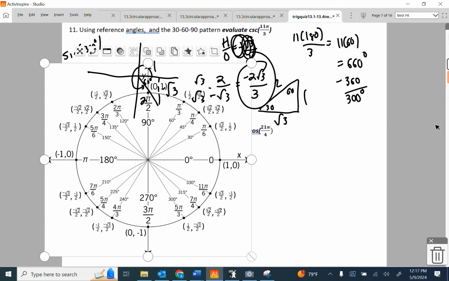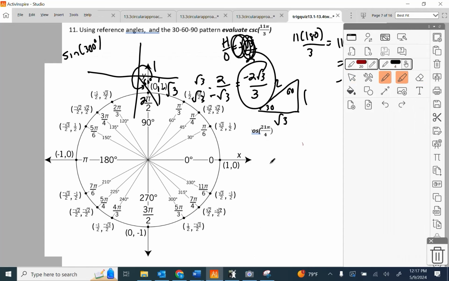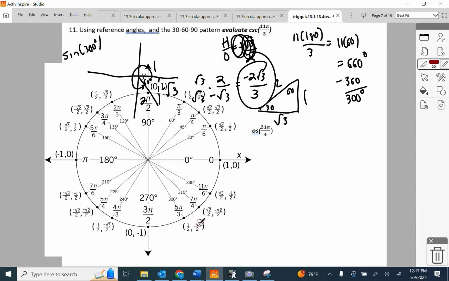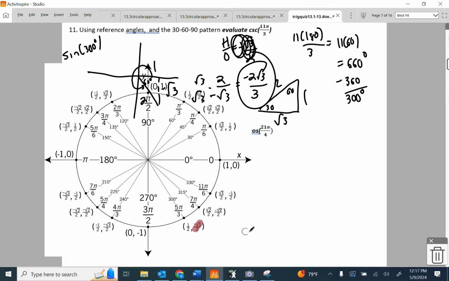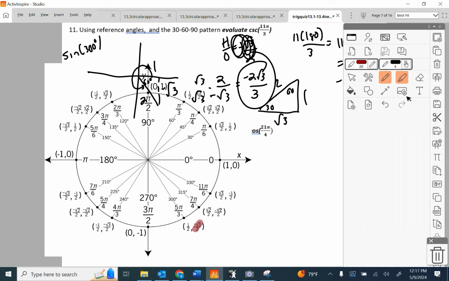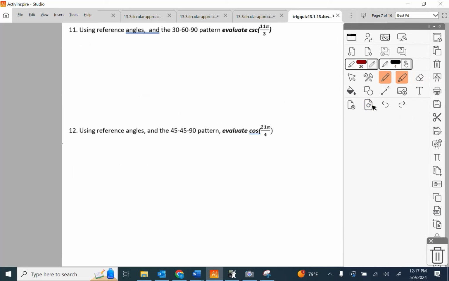And what I would see here at 300 degrees is this y ratio of negative root 3 over 2. And if I flip it, I would have 2 over negative root 3, and I could then apply that beautiful magic to it. All right? These are also unit circle problems.